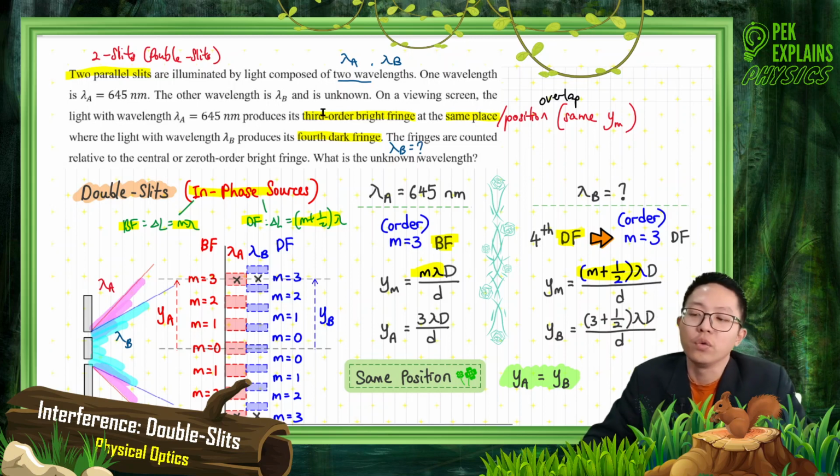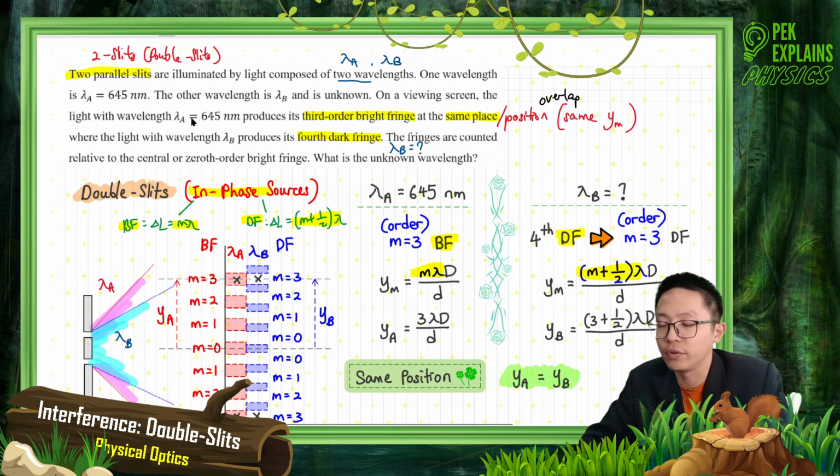So first of all, we must know what is meant by third order bright fringe. This third order bright fringe refers to lambda A. Lambda A is at the same place as the fourth dark fringe, which is for lambda B. Maybe I can make lambda A red color, and lambda B blue. So the red color is the third order bright fringe.